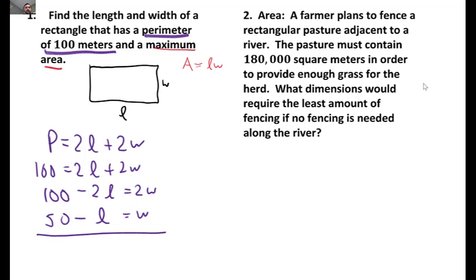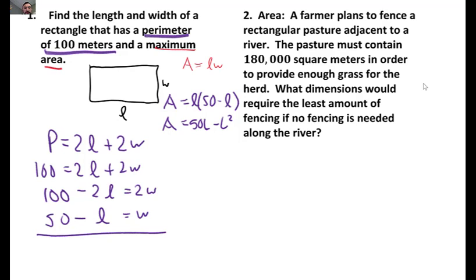Okay, so it looks like the width is 50 minus L. And then if we go and plug that into the primary equation, we can now say area for this particular problem is length times 50 minus length, or 50L minus L squared. Okay, so now I just want to maximize this. I want the maximum area.